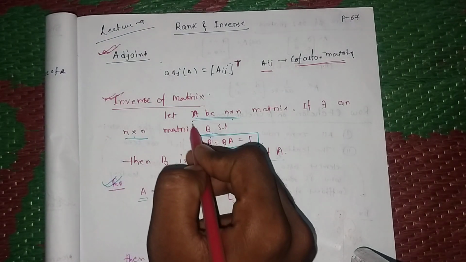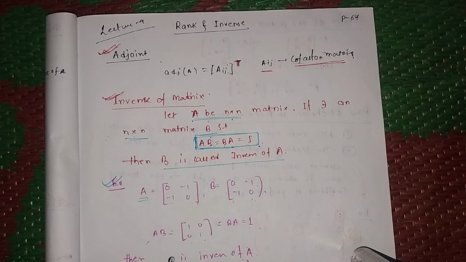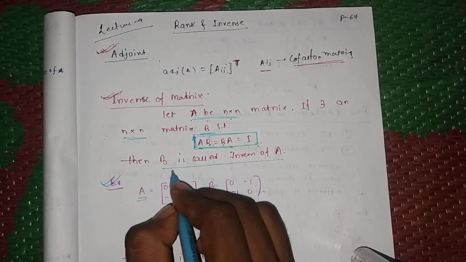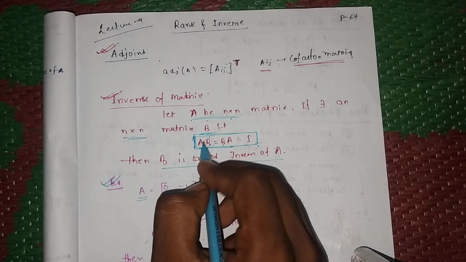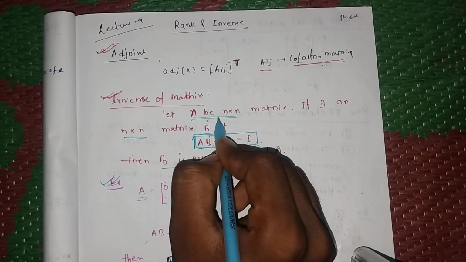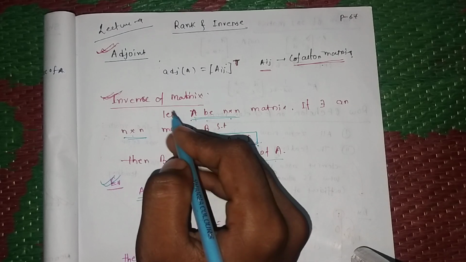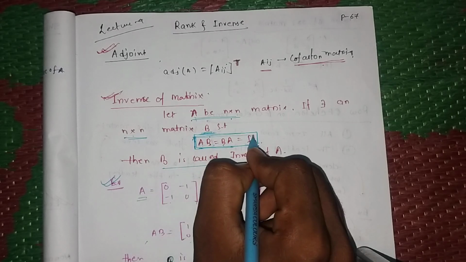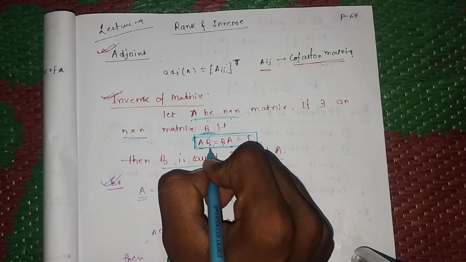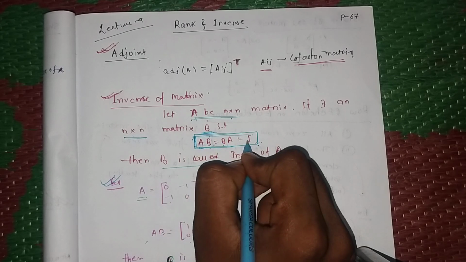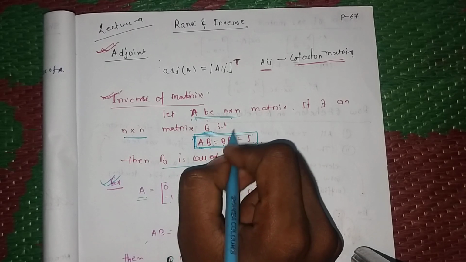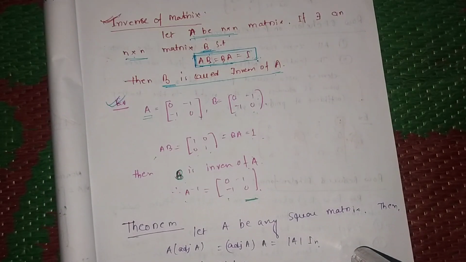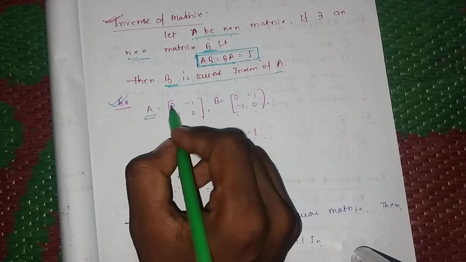Next, what is inverse? If A is a square matrix, and if there exists a square matrix B such that AB equal to BA equal to I, then B is called the inverse of A. Meaning is that if we have a matrix A, then we want to find the inverse matrix. So if there exists a matrix B and this condition is satisfied, meaning A multiplied by B or B multiplied by A, both are equal to I, then B is called the inverse of A.